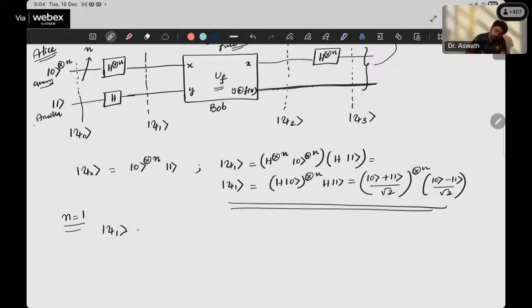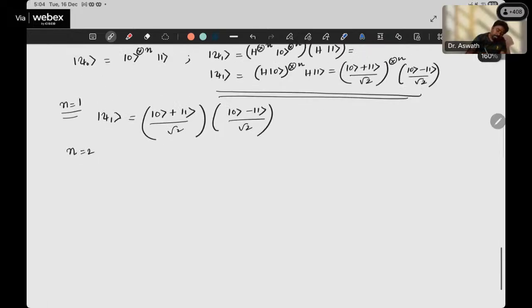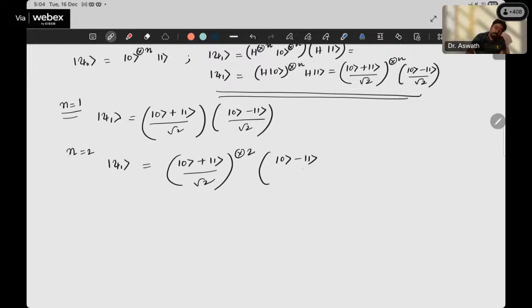Psi 1 would be 0 plus 1 divided by square root of 2 multiplied by 0 minus 1 divided by square root of 2. That's all. Very simple. But for the n equal to 2 case, what would psi 1 look like? Psi 1 would be 0 plus 1 divided by square root of 2, tensor square, multiplied by 0 minus 1 divided by square root of 2.